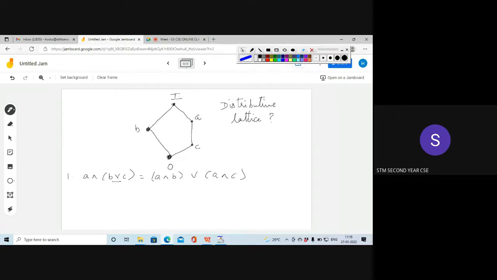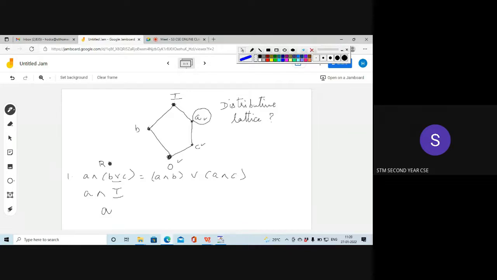B is not related to A. If C were related to A and A related to I, there would be a direct edge, which we had eliminated in the Hasse diagram. So B or C is I. Now A and I is the greatest lower bound of A and I. The lower bounds of A and I include A, C, and O, out of which the greatest is A. So here you will get A.